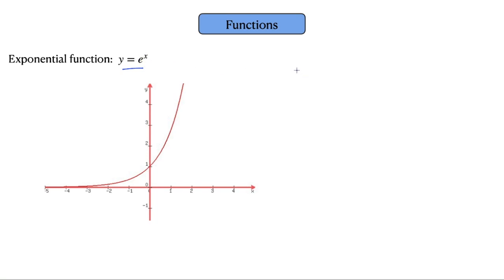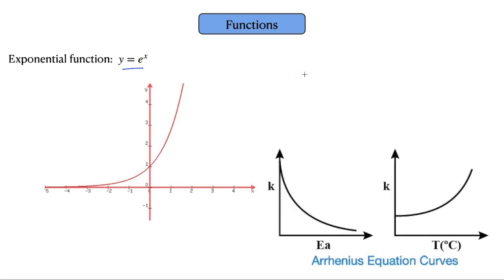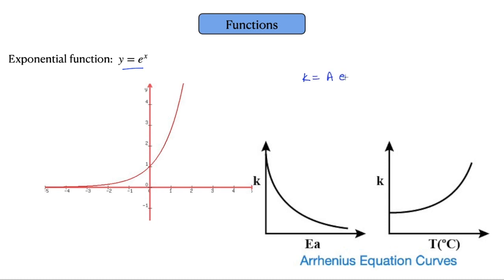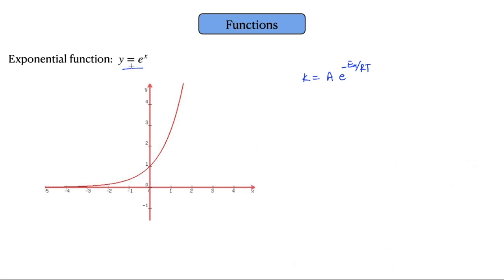Like for example, in the Arrhenius equation, where we have that k is equal to A e to the power minus Ea upon RT. Although it's a negative term, you should know about both of them. Okay, so let's say we have y is equal to e to the power x. That's how the curve looks.